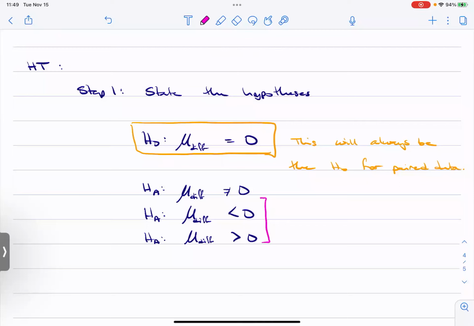So here, these signs depend on how you calculated the differences.